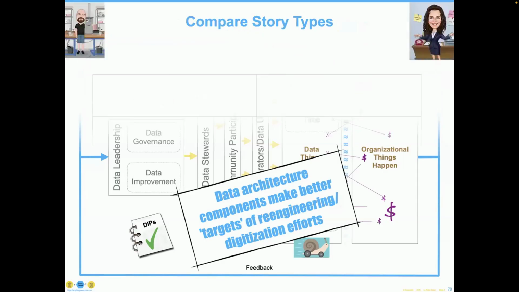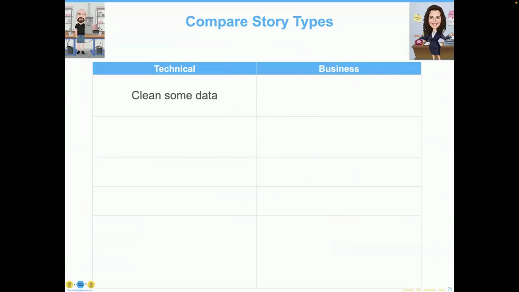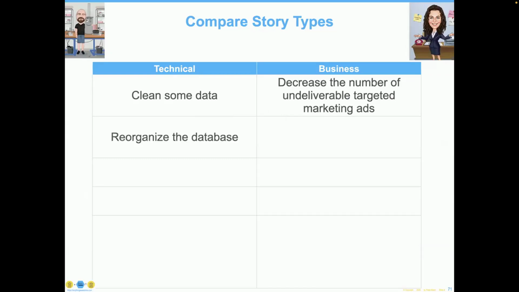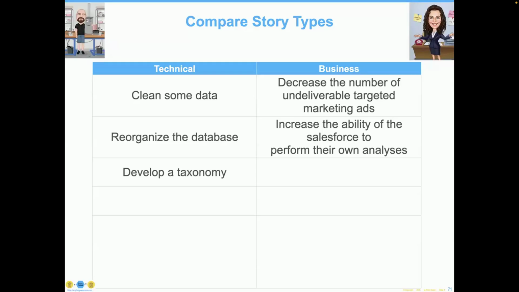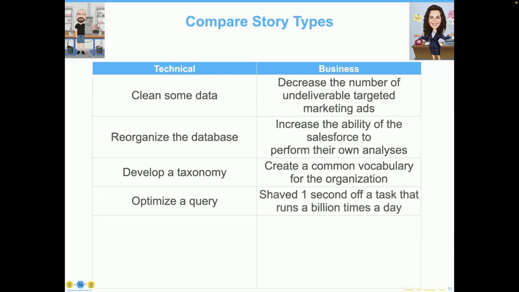And let's talk about how we need to make these things articulated. We can say clean some data, but it's better if we say decrease the number of undeliverable targeted marketing ads, reorganize the database, increase the ability of the sales force to perform their own analysis, develop a taxonomy, create a common vocabulary. By the way, every CEO in the world will tell you getting their people to talk the same language is one of the most important and hardest challenges that they face. Optimize a query. Oh my God, you're going to put me to sleep, right? Shave 1 second off of a task that runs 1 billion times a day. Well, that's 1 billion seconds, and it's kind of easy to add up. And particularly if it happens to be running on expensive hardware, that can be pretty easy to quantify.